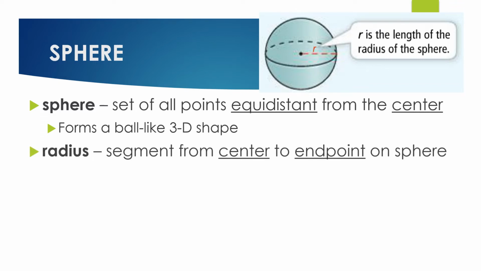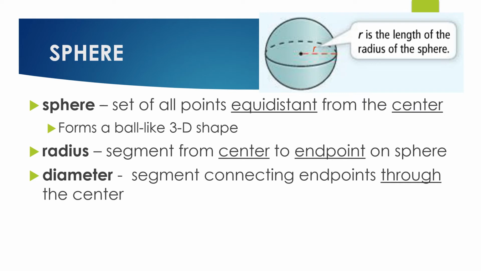The radius is obviously, just like in a normal circle, the segment from the center to the endpoint on the sphere. And again, because this is a three-dimensional figure, rather than just going from the center to any of the sides here, it could go up to the top of the sphere, or down to the bottom, or towards the front of the sphere. It can go three-dimensionally for the radius, but it still has to go from the center to an endpoint that is on the sphere.